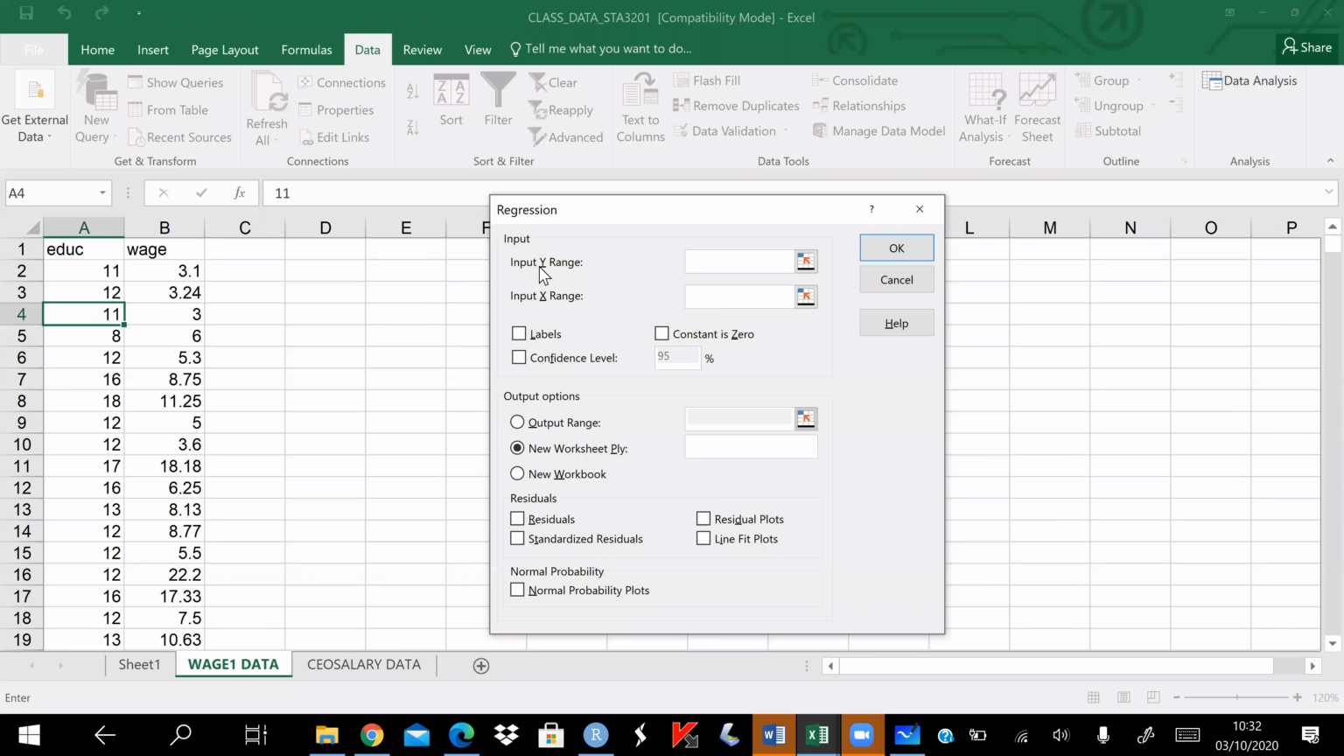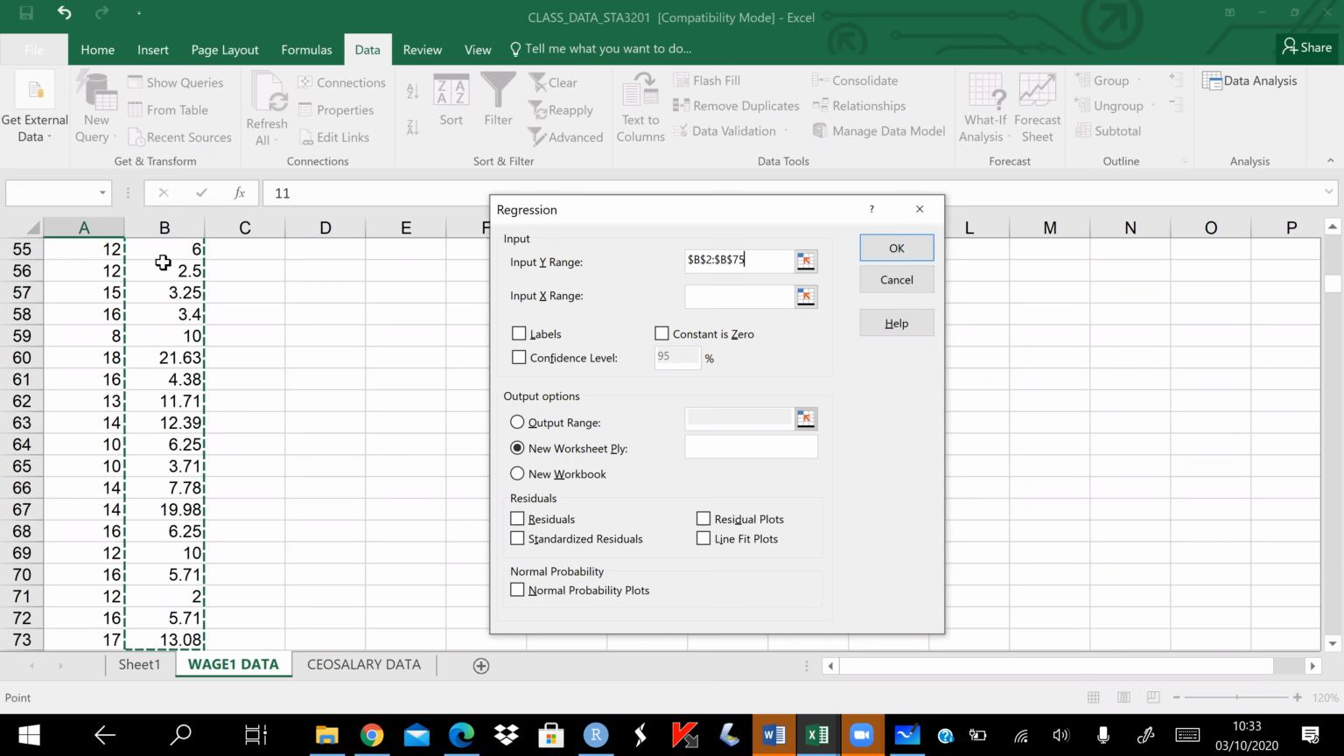Then here I input. Are you there? Yes. Now I need to input the range or the cells that contain the Y variable. You can type that manually, but it is easier when you just select. So my Y variable is wage, so I can click there. Then I press the shift key first, then I press the down arrow, so that I select all the cells that contain my Y variable. All of them.